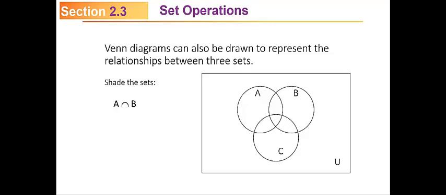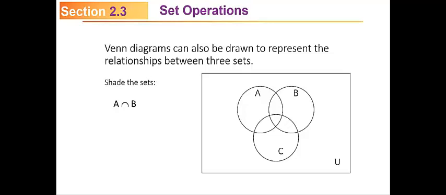Venn diagrams can also be drawn to represent the relationships between three sets instead of just always two sets. Once you get beyond three sets, Venn diagrams are not very helpful. But for two or three sets, Venn diagrams are very useful. So if you have three sets, you have to write them this way so that you have the overlapping areas between each pair, plus you have an overlapping area for where all three circles intersect.